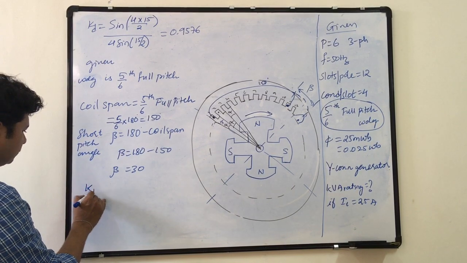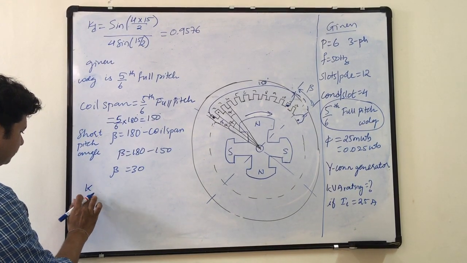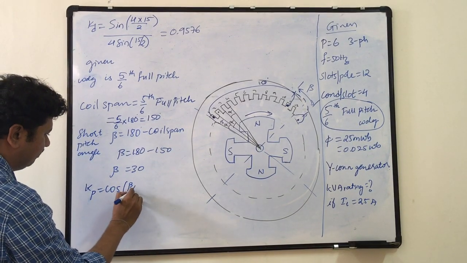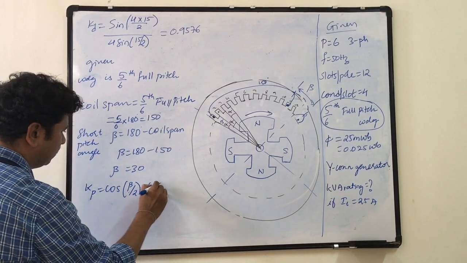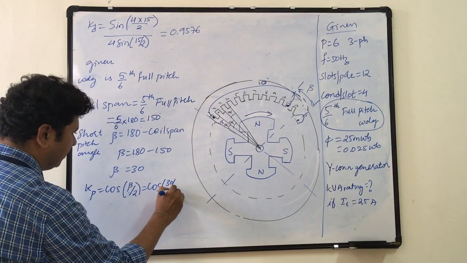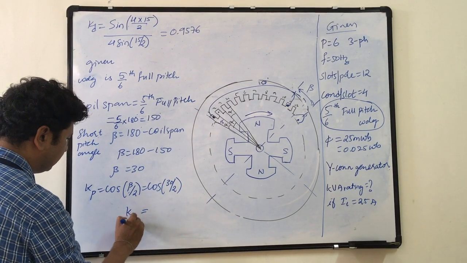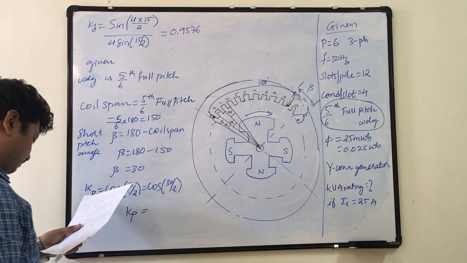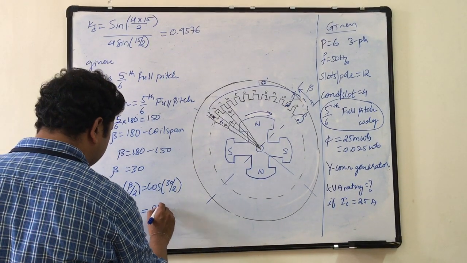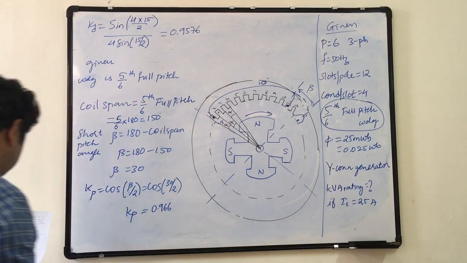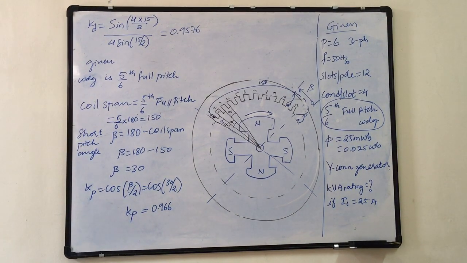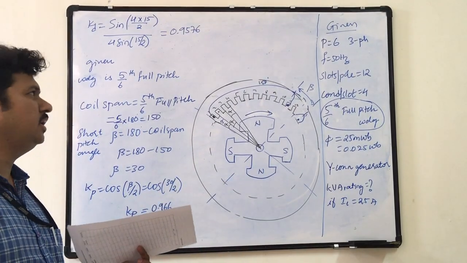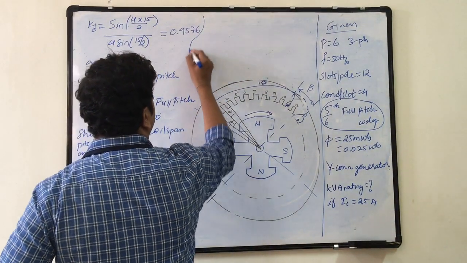Therefore, KP is equal to cos of beta by 2. So that is cos of 30 by 2, so KP is 0.966. Now I know KP, I know KD, I know Z, I know F, I know phi. Substitute in the EPH or EMF equation.